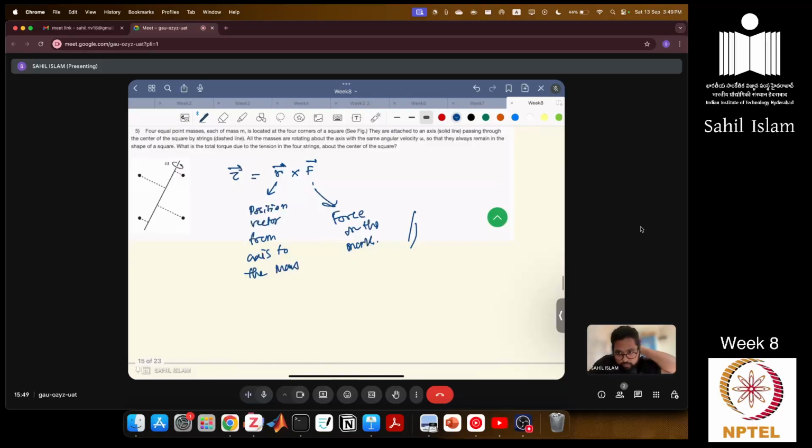Okay, so what will be the answer then? For every mass, the position vector from the axis is along this direction, and the force, since the axis is rotating, is a centripetal-like force, which is also in this direction. So all the r cross F will be equal to 0. So the total torque will be 0.